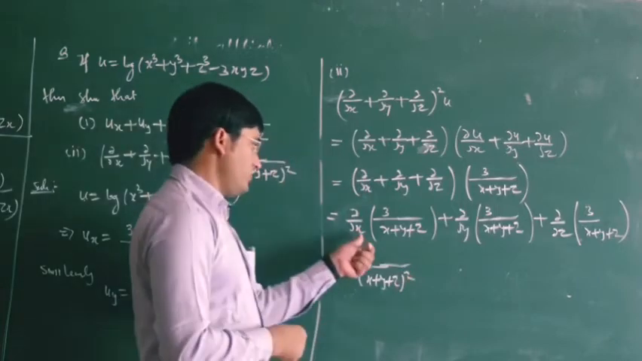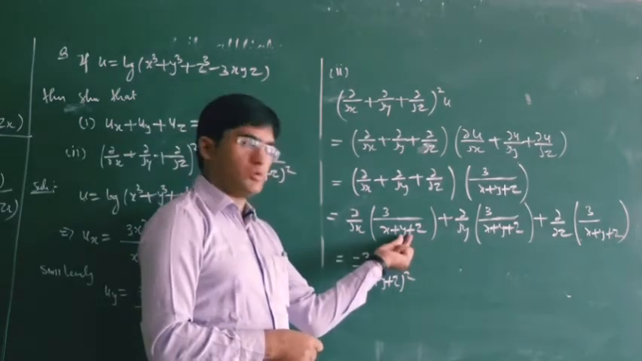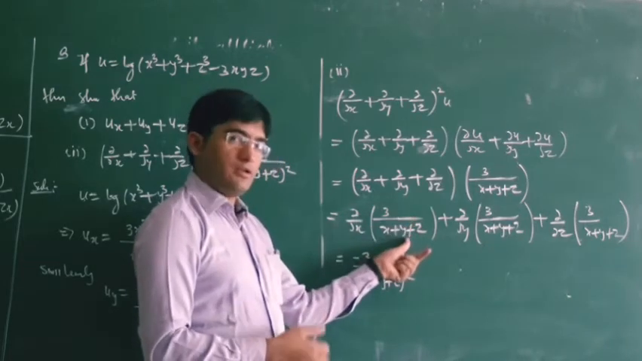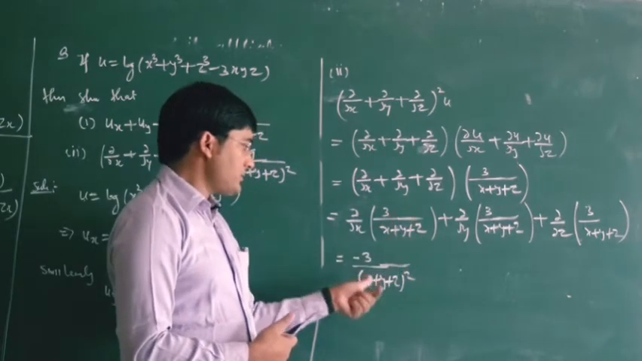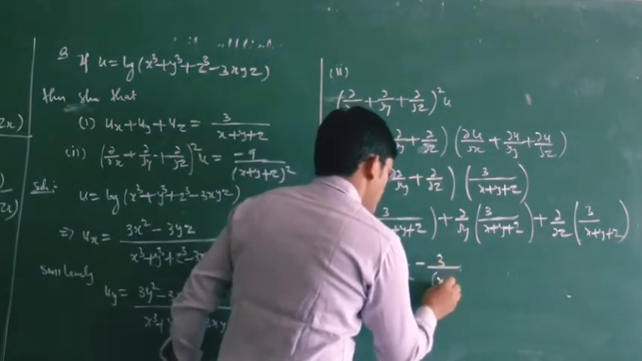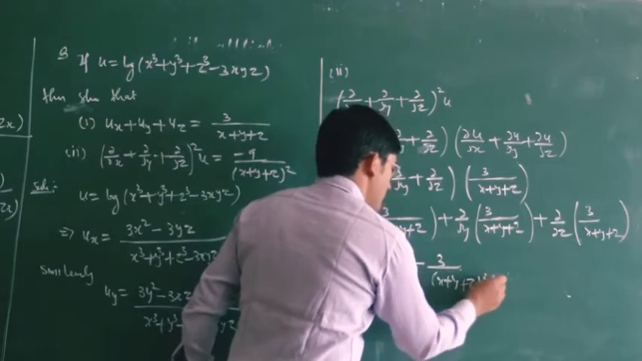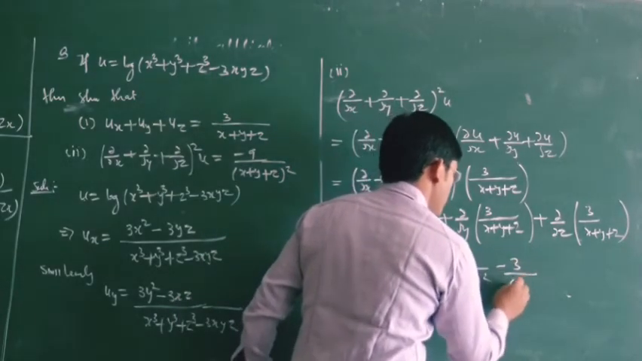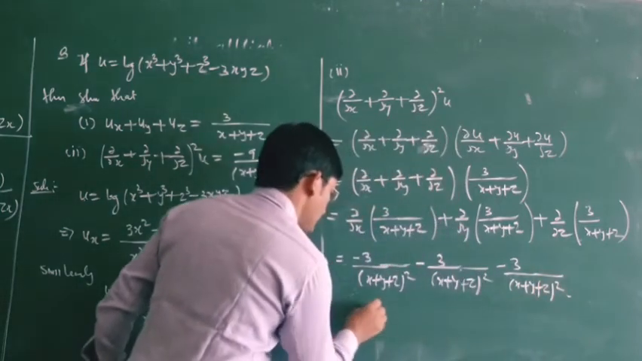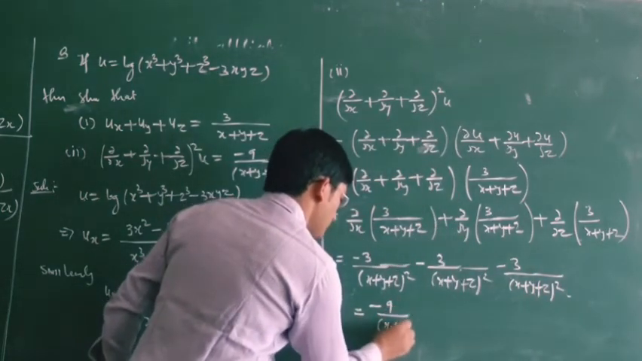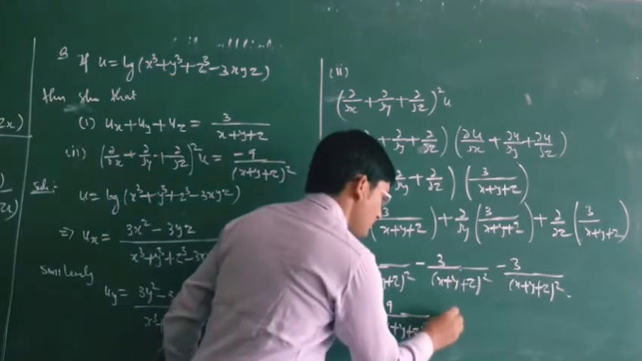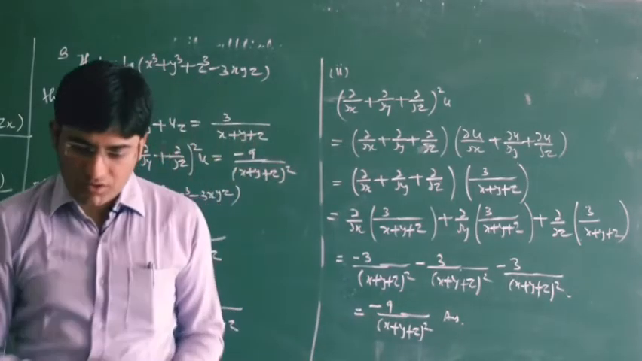Please note that as we are differentiating with respect to x, your y will be constant and this is your constant. So we have just like 1 upon x plus a, and differentiation of 1 upon x plus a is minus 1 upon x plus a whole square. Similarly, here we will have x plus y plus z whole square, then minus 3 upon x plus y plus z whole square, and this is equal to minus 9 upon x plus y plus z whole square. So this is your answer. Then the next question.